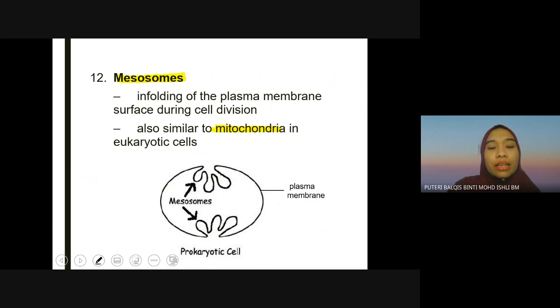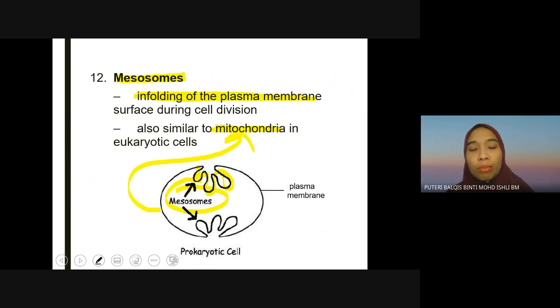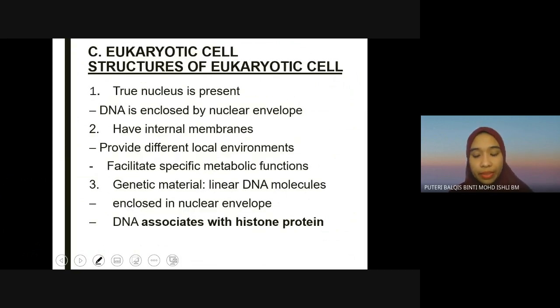Mesosome is infolding of plasma membrane. Plasma membrane tu dia berlipat ke dalam, we call that as mesosome. Function similar to mitochondria, to provide energy, to provide ATP. Okay, that is mesosome. Alright, boleh ke?